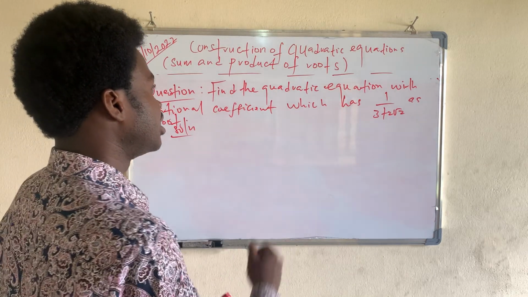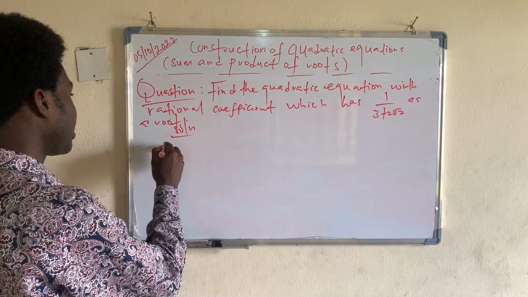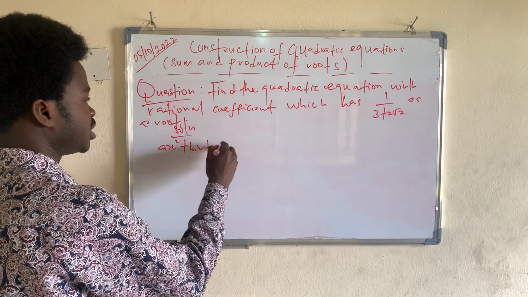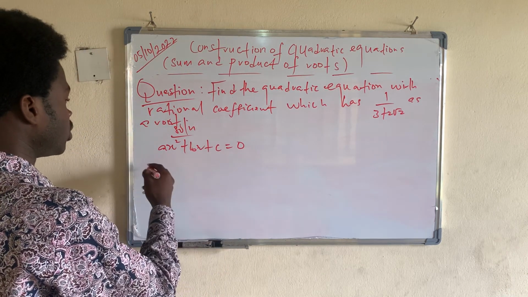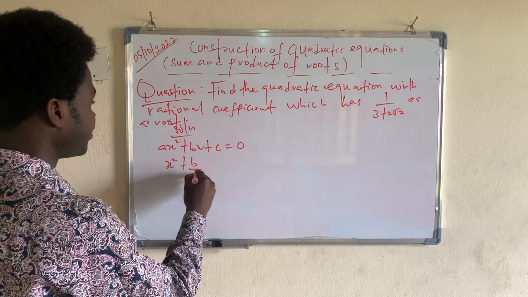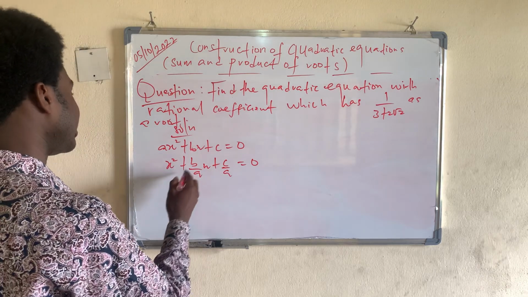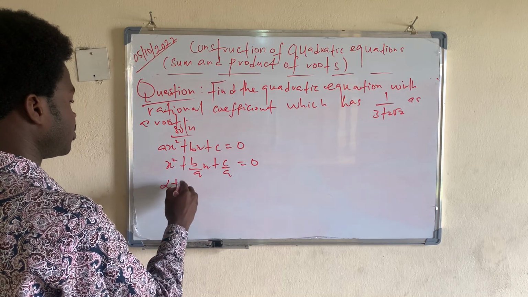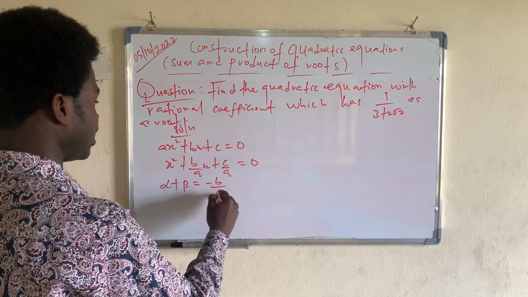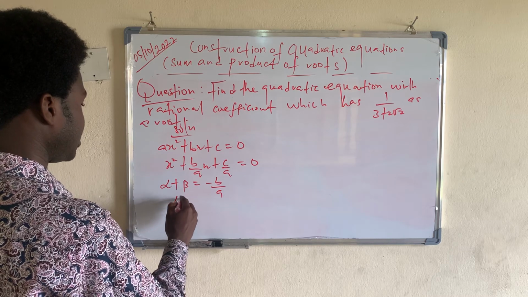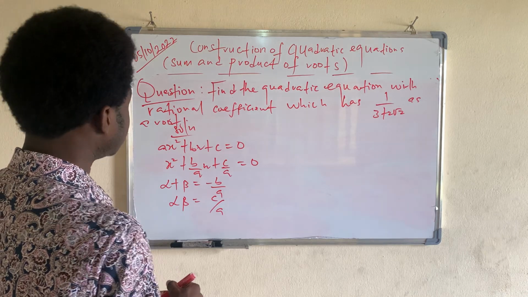We learned earlier that our quadratic equation is in the form ax² + bx + c = 0, and we can simply divide all through by a, so that we have x² + (b/a)x + (c/a) = 0. And we know that α + β is −b/a, and αβ is c/a. We know that already.